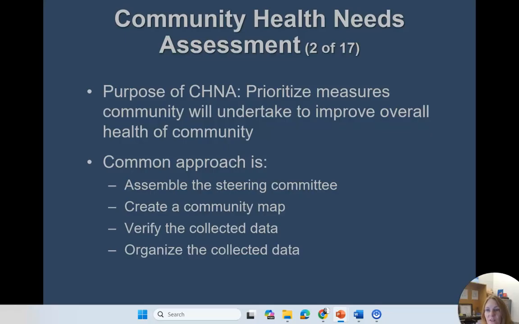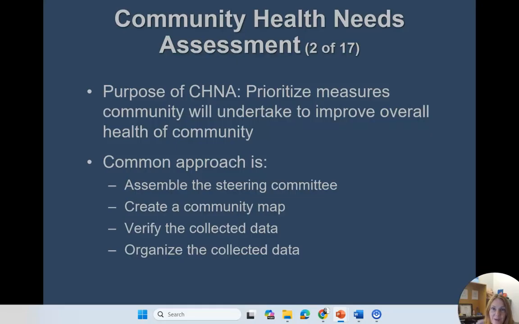So the purpose of the CHNA is simple but powerful. It helps the community prioritize what health measures they will undertake. What are the greatest needs in our area? To get there, most communities use a stepwise approach. They assemble the steering committee, create the community map, verify the collected data and that it's accurate, and then organize the data into something meaningful.